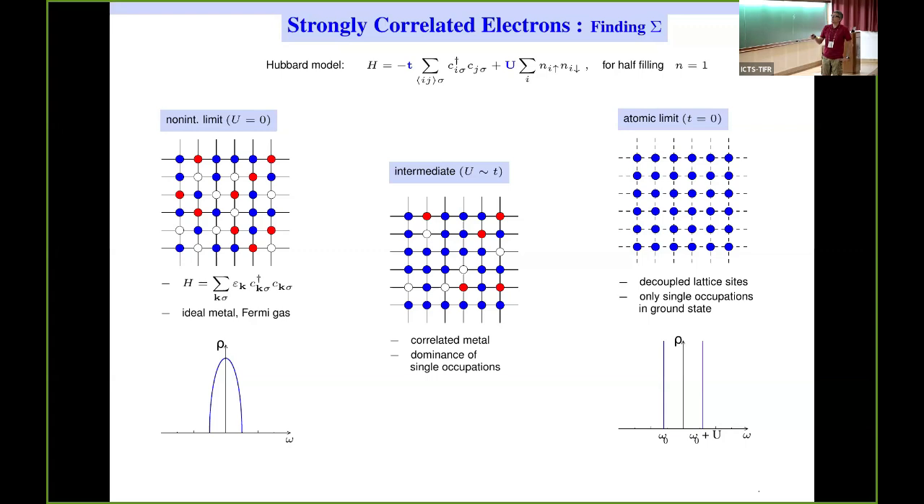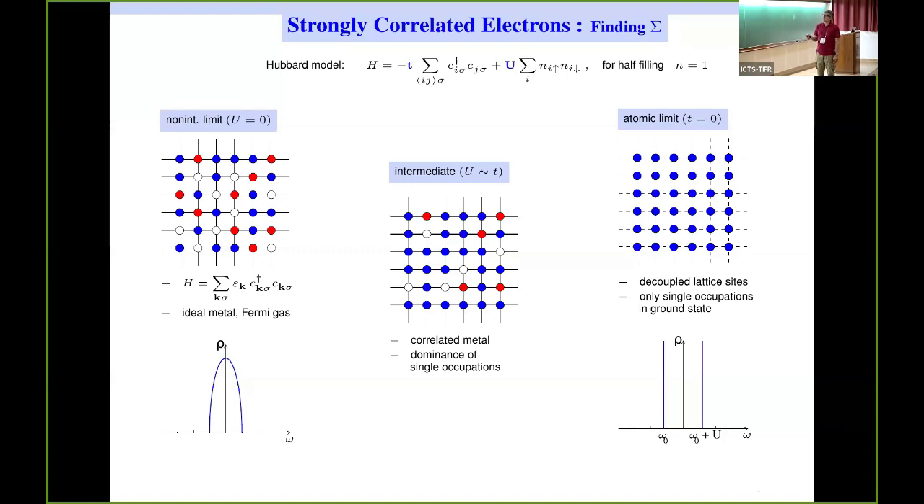So that would be the ideal metal or Fermi gas with density of states just around the Fermi level. The other regime is not right away the Mott insulator that we've talked about before, but we made it even simpler. We go to the atomic limit where we put the T, the hopping, to 0. Then we have disconnected sites, and the problem is even simpler because now we can diagonalize the problem on each site individually and just add up all the individual solutions to the full solution because they're disconnected. So we have decoupled lattice sites and only single occupation.